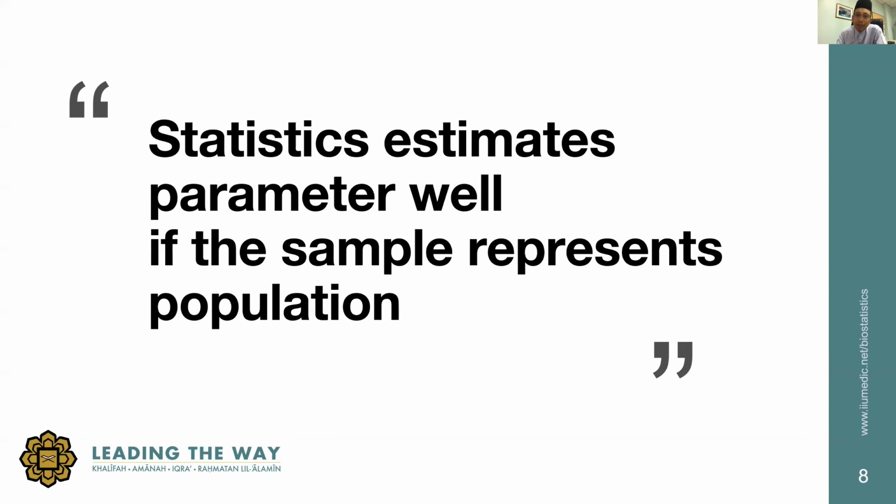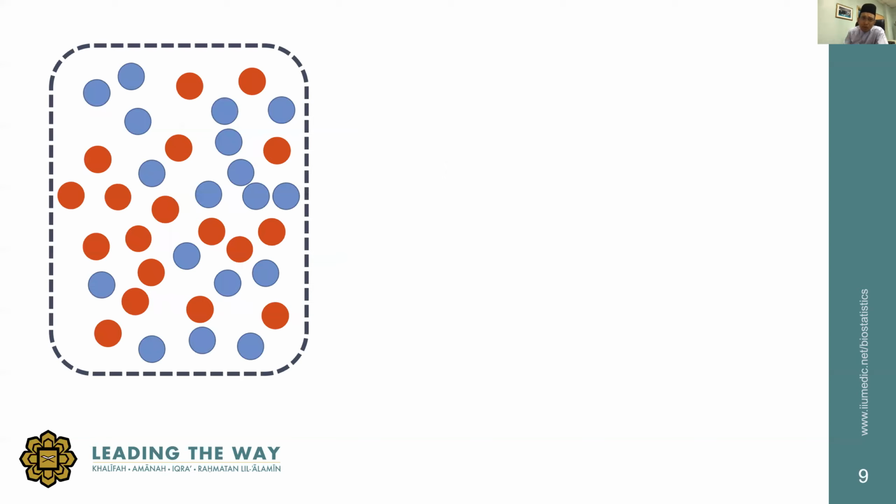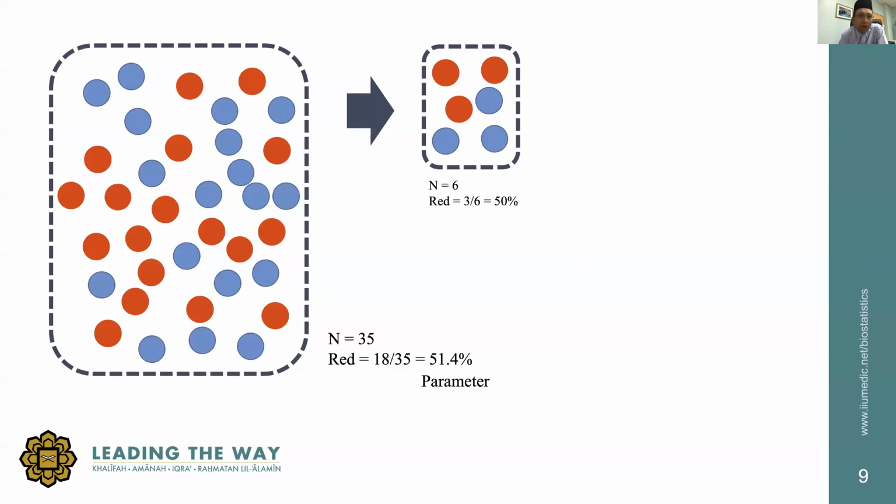Now, how? This is the example. I give you one group of circles or balls, red and blue color. Let's say the prevalence of red colored ball here is 18 over 35, so altogether that is 51.4%. This is the population, all the balls or circles that we have. Imagine that we can't afford to sample all this population. So we can sample only 6 at a time. This is only the first study that we can do, 6 at a time.